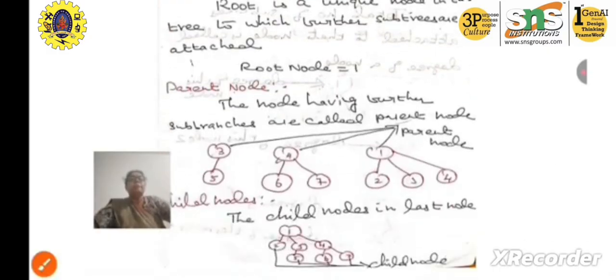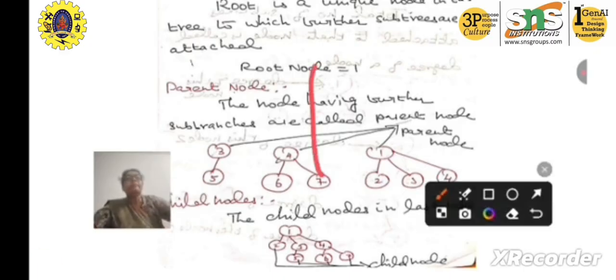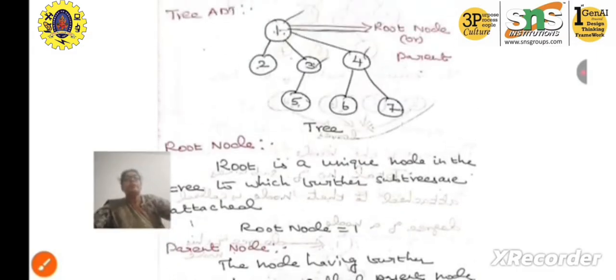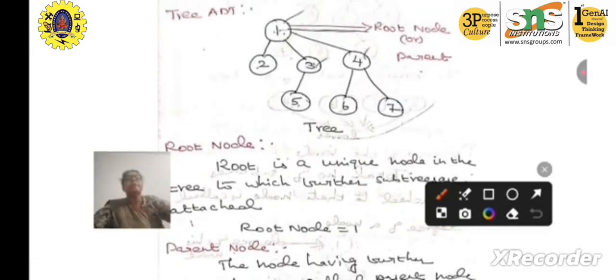Next one, parent node. A node that has a child node connected to it. For example, 1 is a parent of 2, 3 and 4, and 3 is a parent of 5, 4 is a parent of 6 and 7.